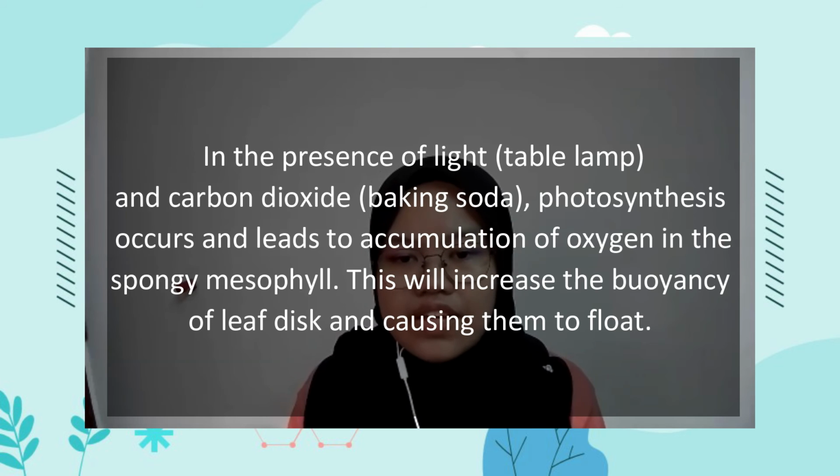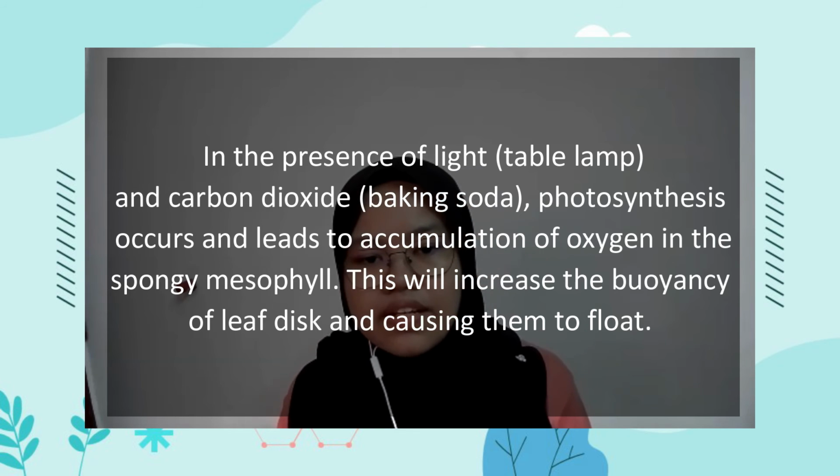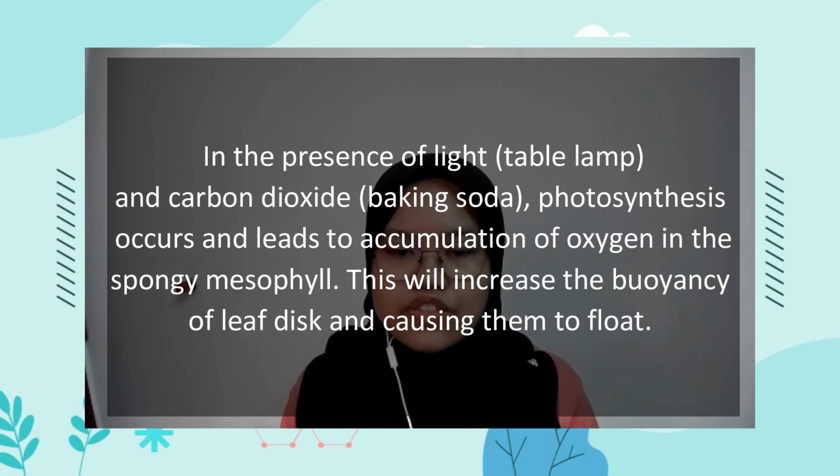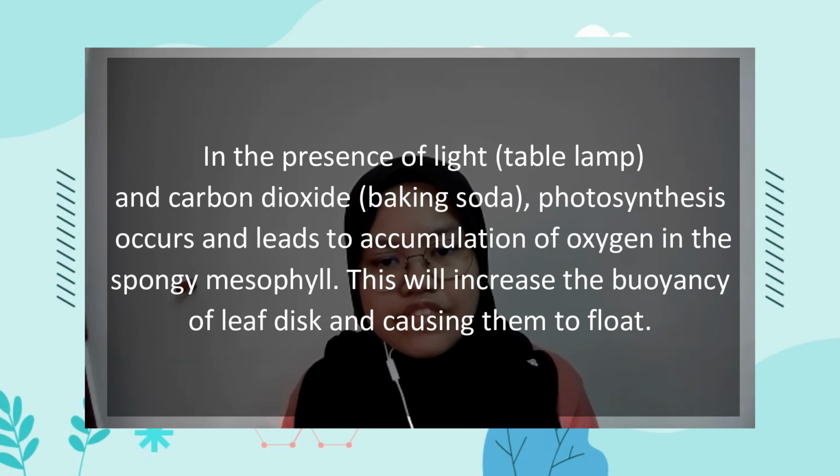Third question, why do the leaf discs in the baking soda solution begin to float? In the presence of light, which is a table lamp, and carbon dioxide in baking soda, photosynthesis occurs and leads to accumulation of oxygen in the spongy mesophyll. This will increase the buoyancy of leaf discs and cause them to float.